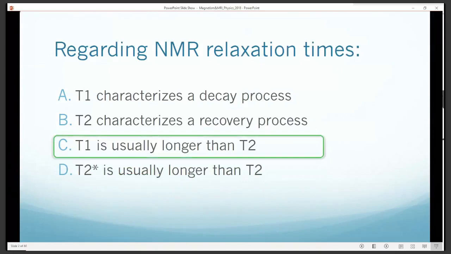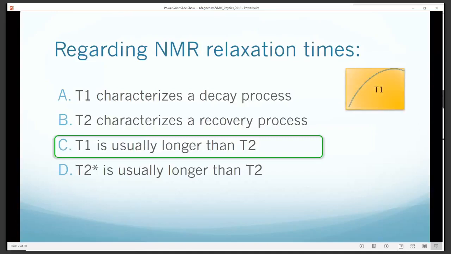The correct answer is C. T1 is usually longer than T2. T2 cannot be longer than T1. T2 can only be as long as T1. It's physically impossible for T2 to be longer than T1. In very, very pure water, T1 is equal to T2.